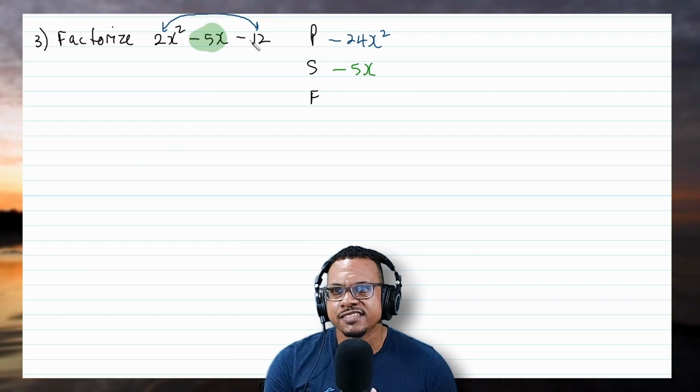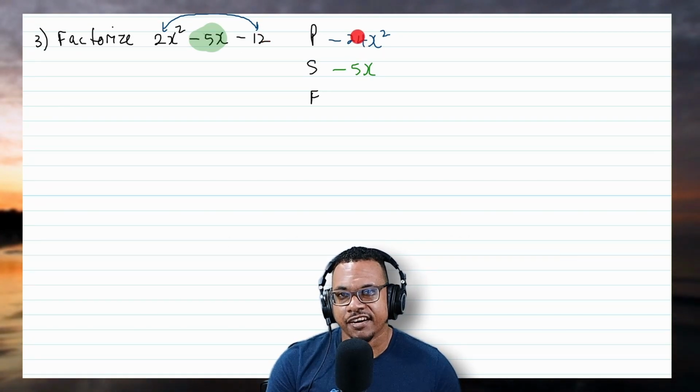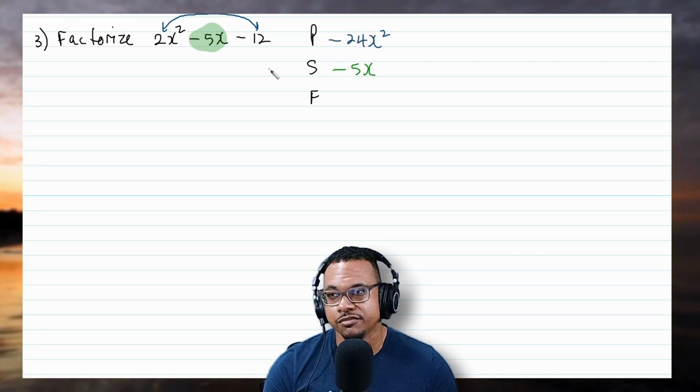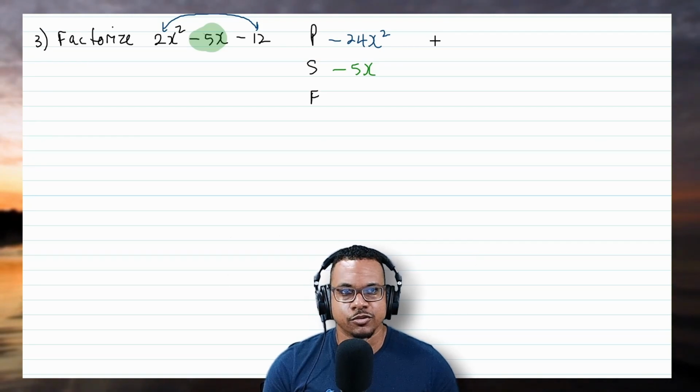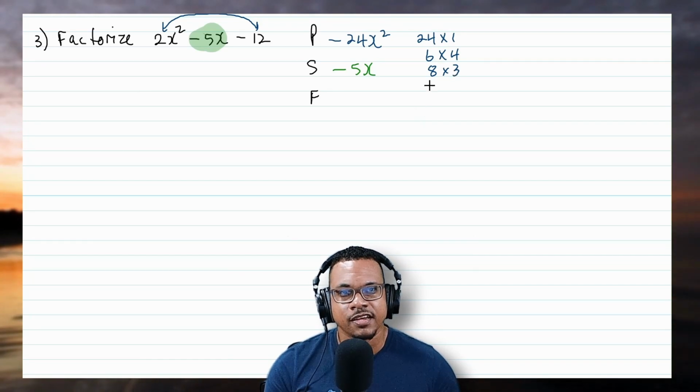So notice I'm not looking at the last term to find the factors of the last term. I'm finding the factors of the product. Forget about the x squared, forget about the negative sign. You want factors of 24. So I'm going to write out, okay, 24 by 1 is 24. 6 by 4 is 24. 8 by 3 is 24. We have 12 by 2 is 24.